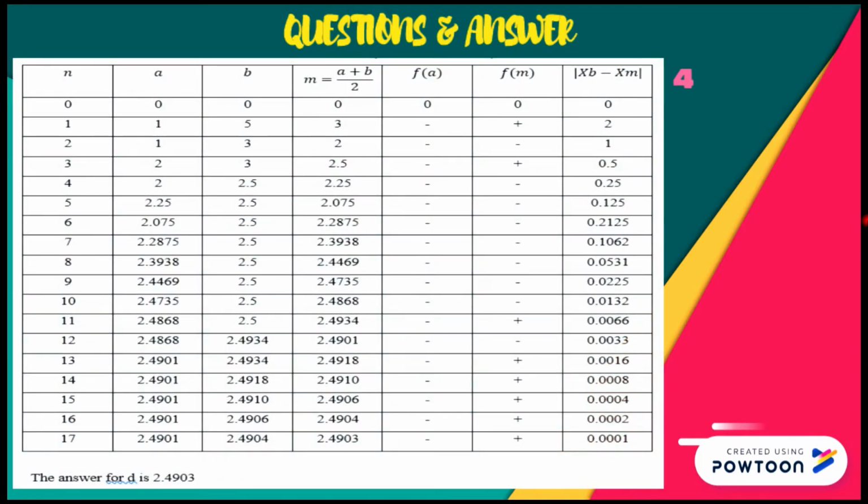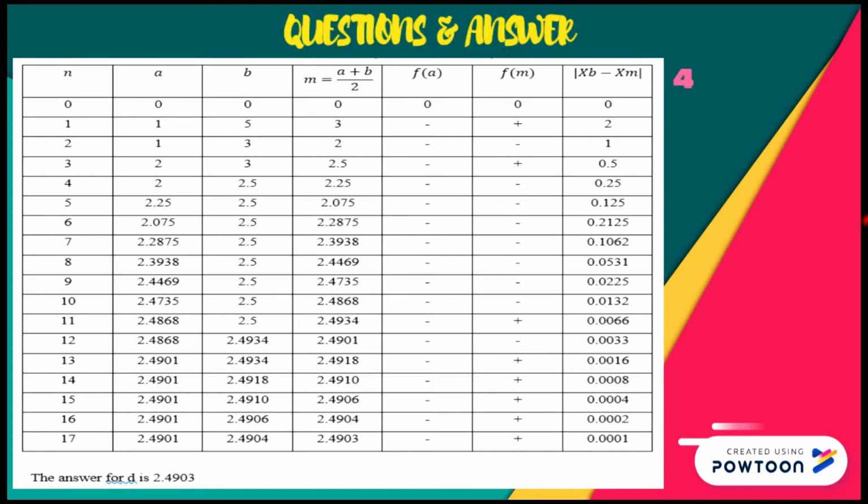So for the bisection method, the simple way to solve is to create a table which includes n, a, b and m, which is a plus b divided by 2, and then function of a, function of m, epsilon b minus epsilon m. When n equals 0, there is no value for the others. After that, continue with n equal to 1. Take 1, 5 as the initial interval because if 0, we cannot get any sign of the value.